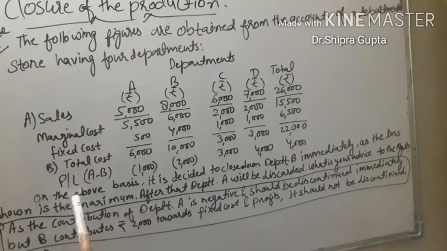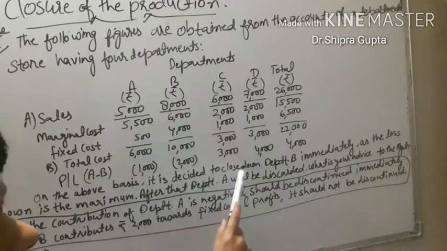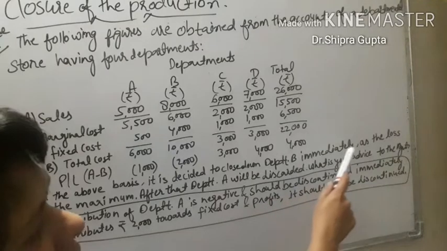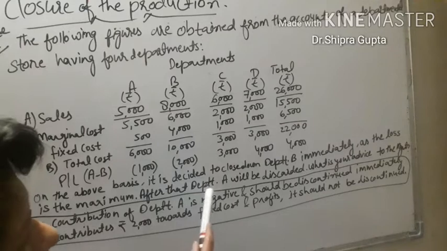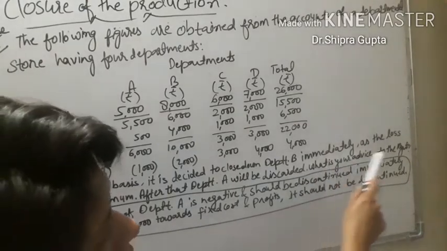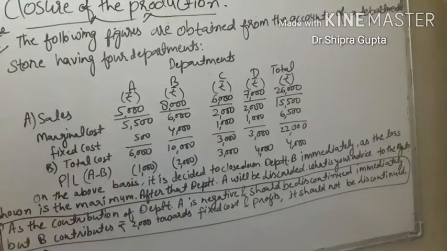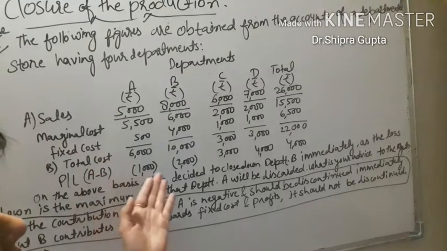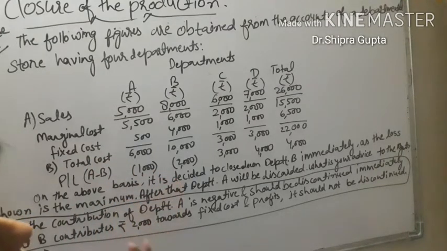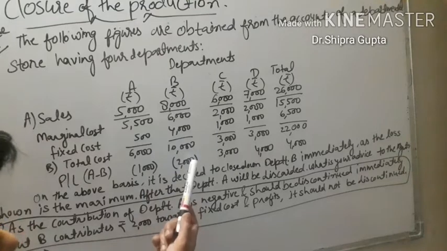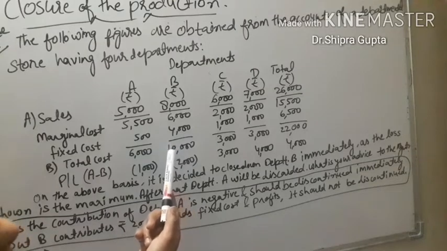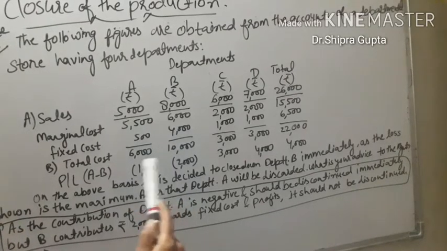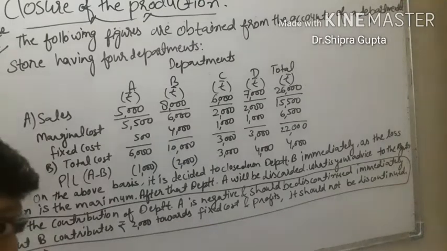Now the question is, on the above basis, it is decided to close down department B immediately, as the loss shown is the maximum. After that department A will be discarded. What is your advice to the management? As seen directly, we can easily say that B's loss is greater than A's loss, so we would discontinue department B and A will continue. But is that possible? We will solve it as in the previous question.